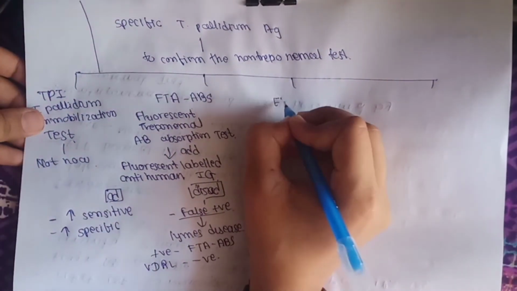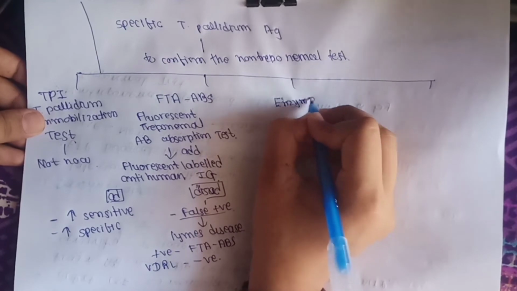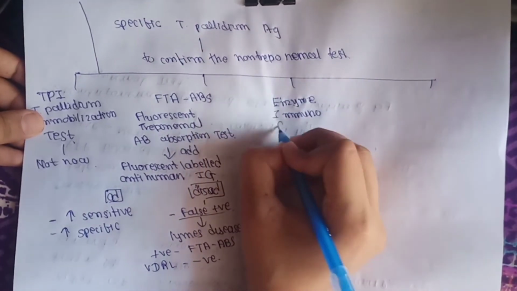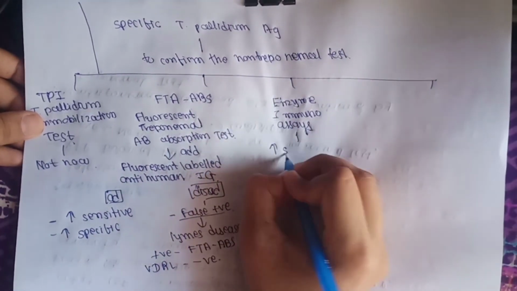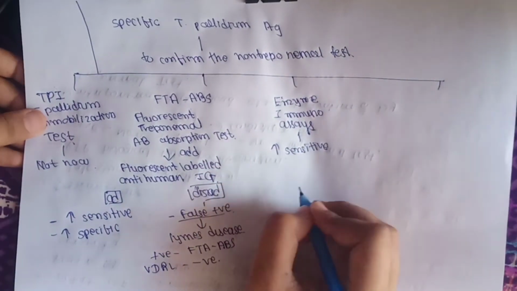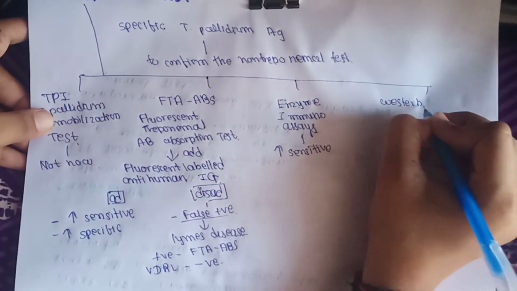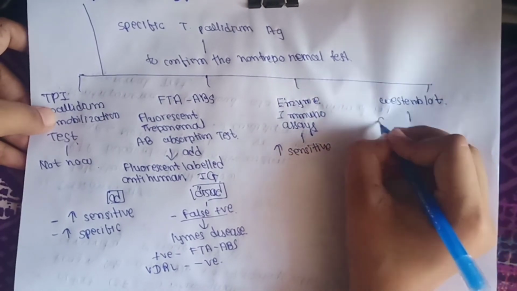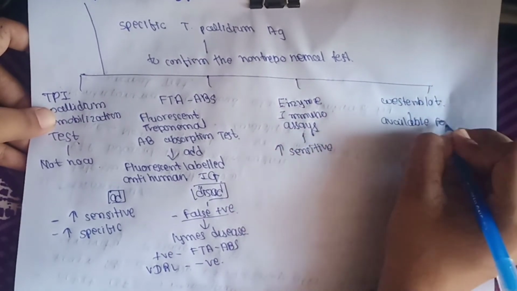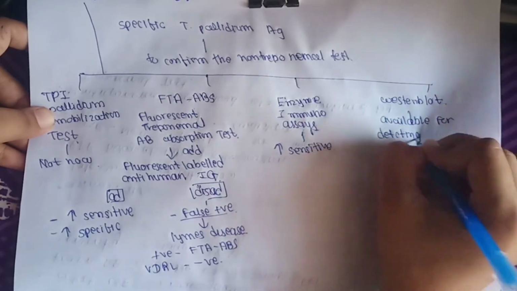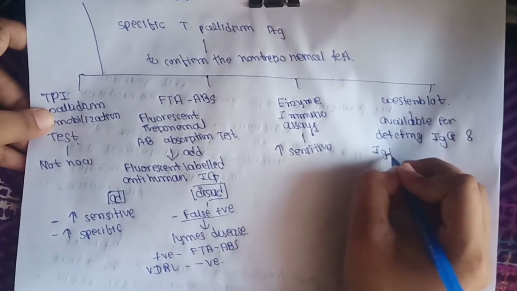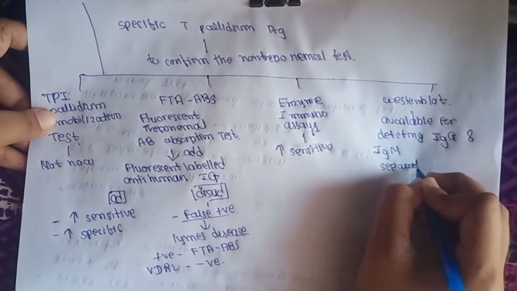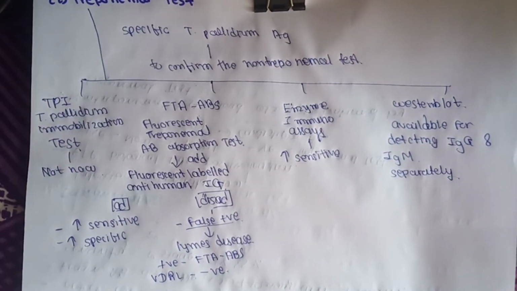Now the next is enzyme immunoassay. This enzyme immunoassay is more sensitive than the fluorescent treponemal antibody absorption test. Last is Western blot. It is available for detecting IgG and IgM separately. So this was about the treponemal test. It is specific to Treponema pallidum only.